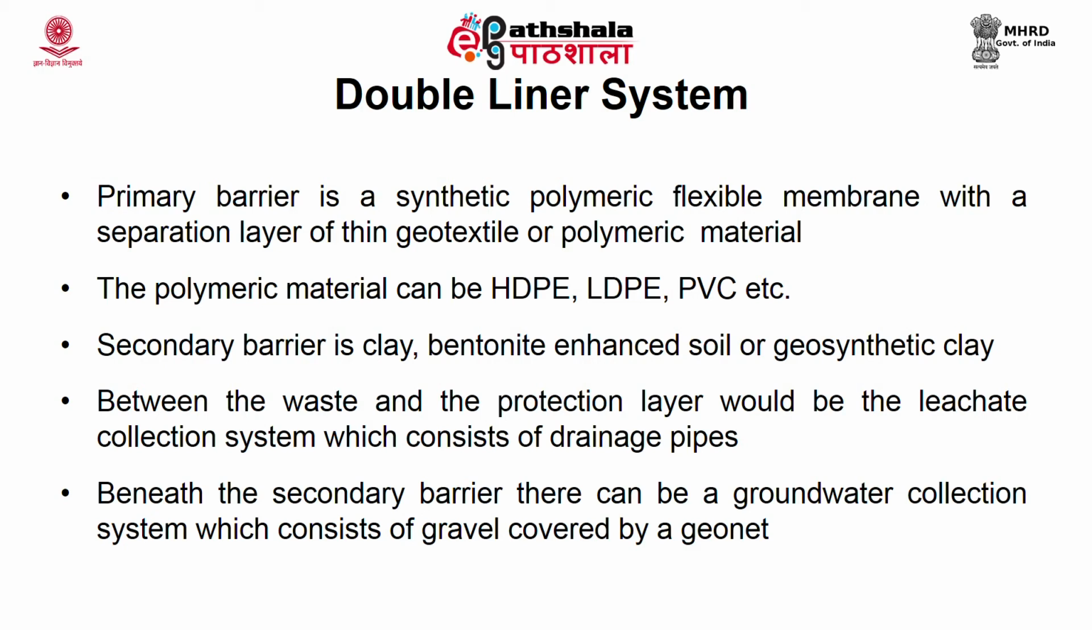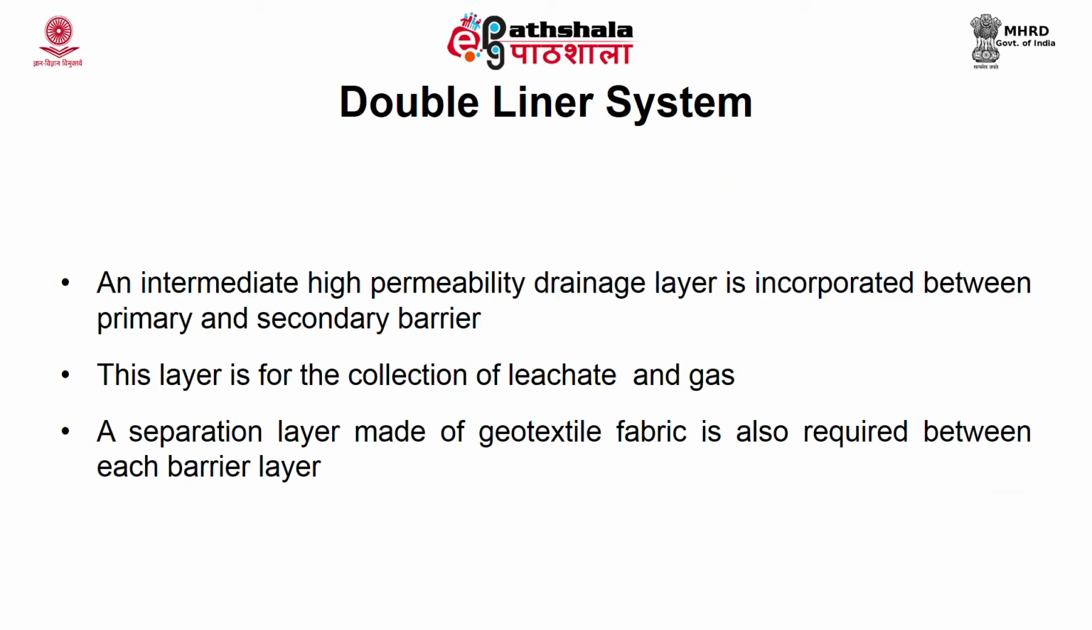Then you also have an intermediate high permeability drainage layer in between the primary and the secondary barrier. This is what is different in a double liner system. So, overall there will be a primary barrier, you will have a secondary barrier, and in between the waste and the protection layer you will have a leachate collection system. Also in between these two barriers you will have an intermediate high permeability drainage layer. This intermediate high permeability drainage layer will be used for the collection of leachate and gas. A separation layer made up of geotextile fabric is also required between each barrier layer.